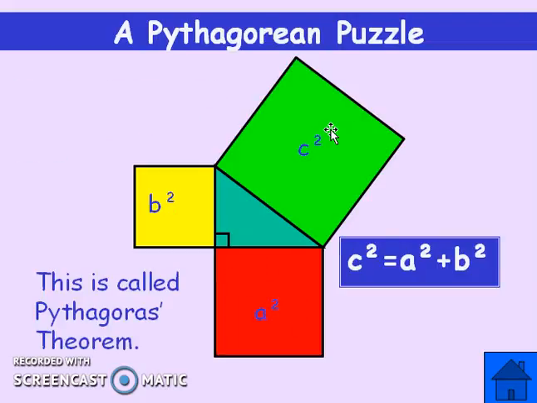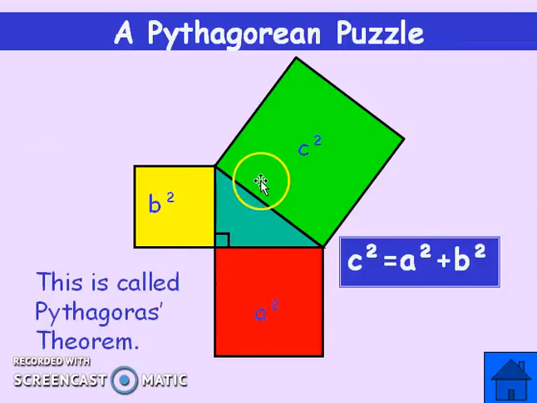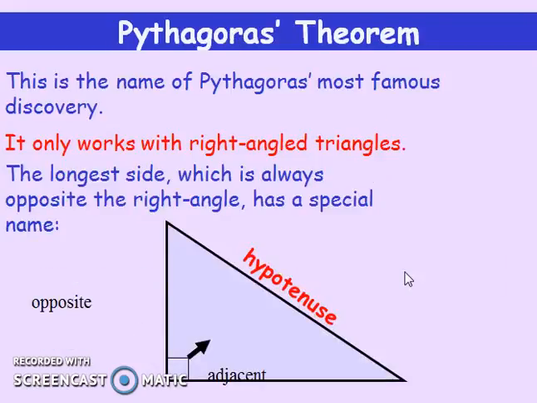And then right here we can see A squared, B squared, and also C squared. So from the formula just now we said that the green square, C squared, is equal to the sum of the areas of the red square and the yellow square. So the formula is C squared equals A squared plus B squared. You need to remember this formula. So this is called the Pythagorean Theorem.